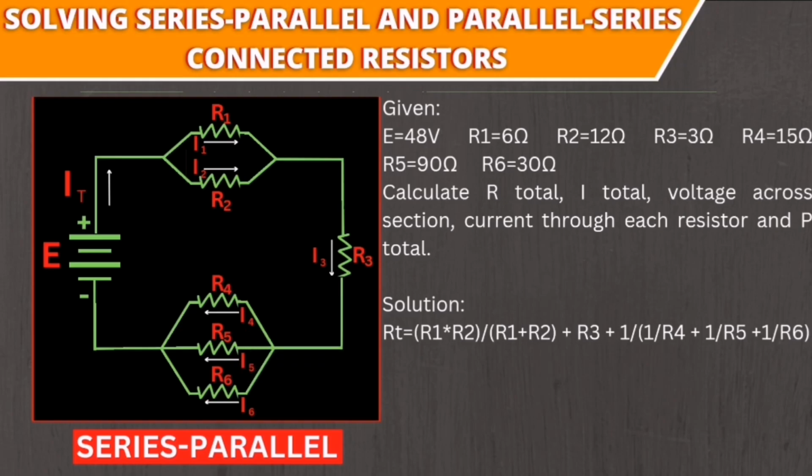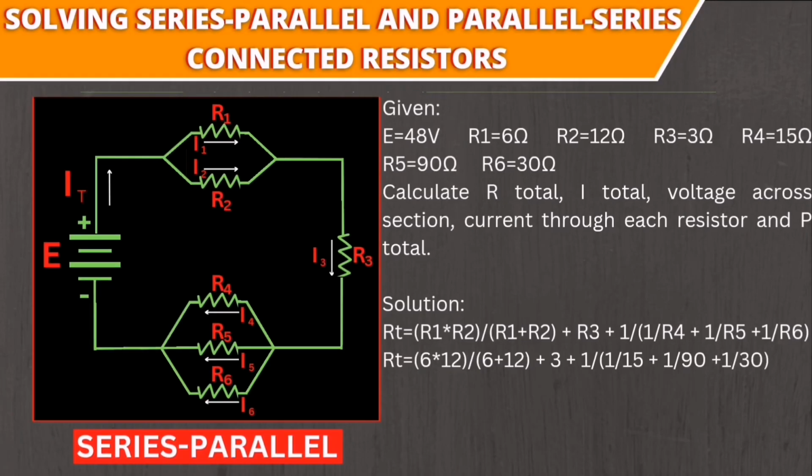So again, R total, R sub T, is equal to R1 times R2 divided by R1 plus R2, plus R3, plus 1 all over 1 over R4 plus 1 over R5 plus 1 over R6. By substituting the given values, we have 6 times 12 divided by 6 plus 12, plus 3, plus 1 all over 1 over 15 plus 1 over 90 plus 1 over 30. And the answer will be equal to 16 ohms.